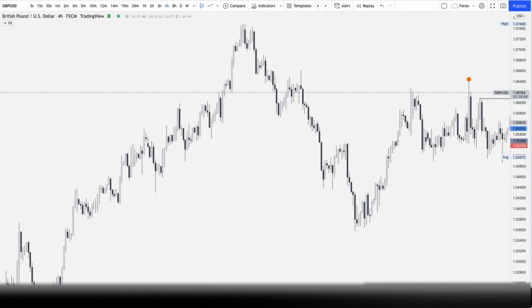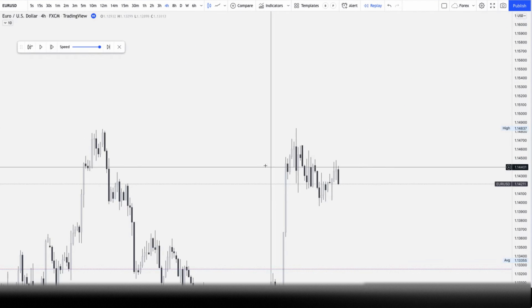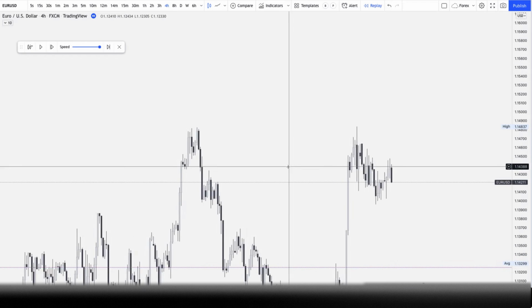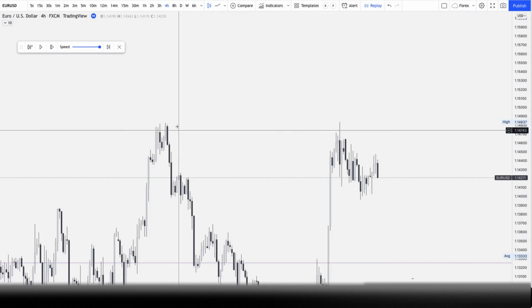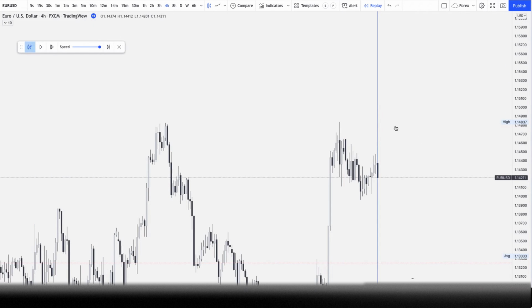So let's go to another example. Okay, so here's an EU example. So let's say, for instance, you're trading an order block. Price is screaming up here, and you see this order block. So let's just put this in replay mode.